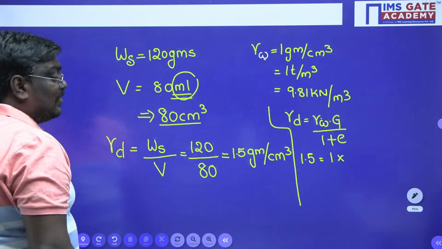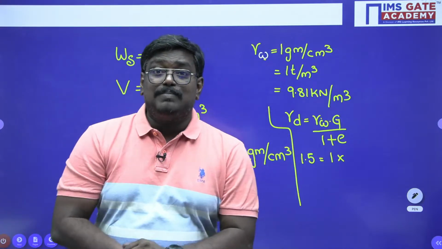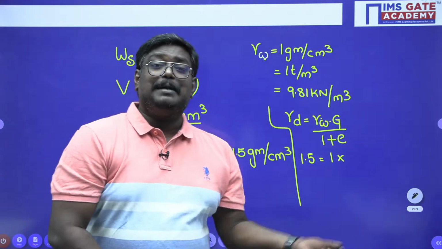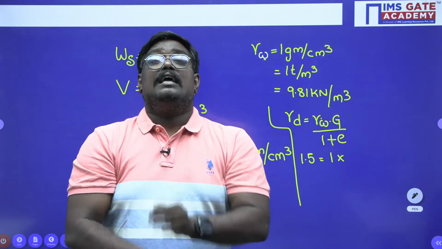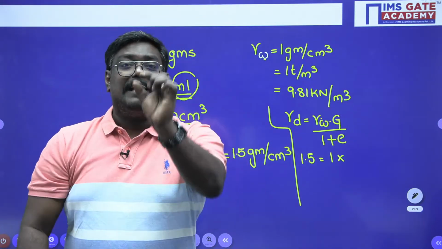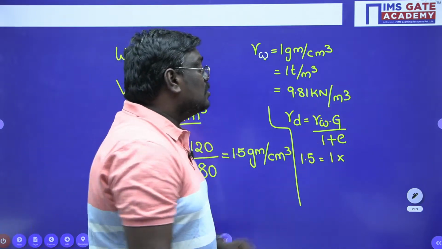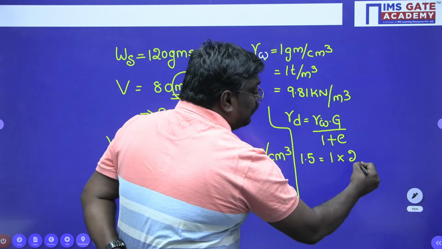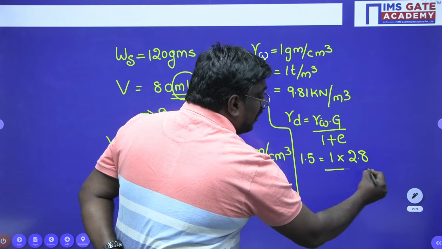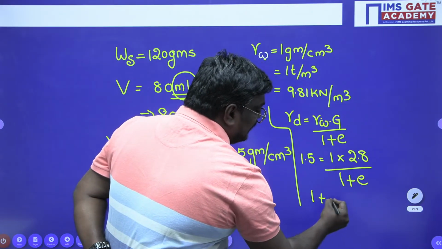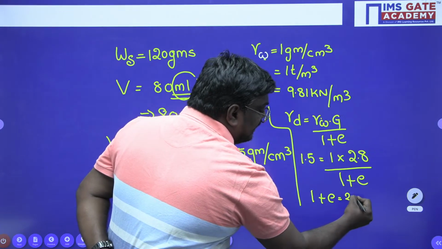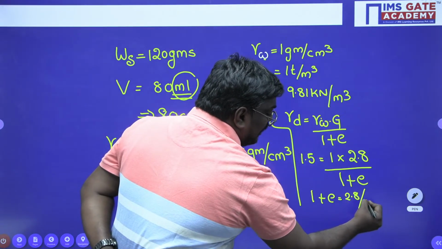So the specific gravity, here you can ask me, my dear students, is it a true specific gravity or mass specific gravity? By default, if they have not mentioned anything, then it is a true specific gravity. So it can be taken as 2.8, which is given in the problem, upon 1 plus E. If you solve this, 1 plus E can be taken as 2.8 divided by 1.5.